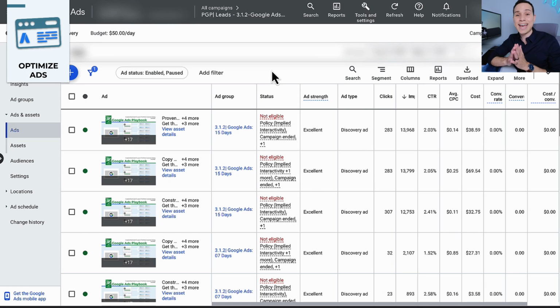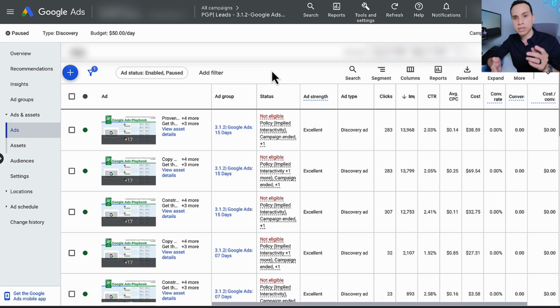Now for the fun part, ad optimization. Very similar to keyword optimization, we're going to be looking at our click-through rates and conversion data if we have them. For this particular example, I won't be using a search campaign. I'll be using a discovery campaign just because that's all I have in this particular account that has enough data to do much of anything with.